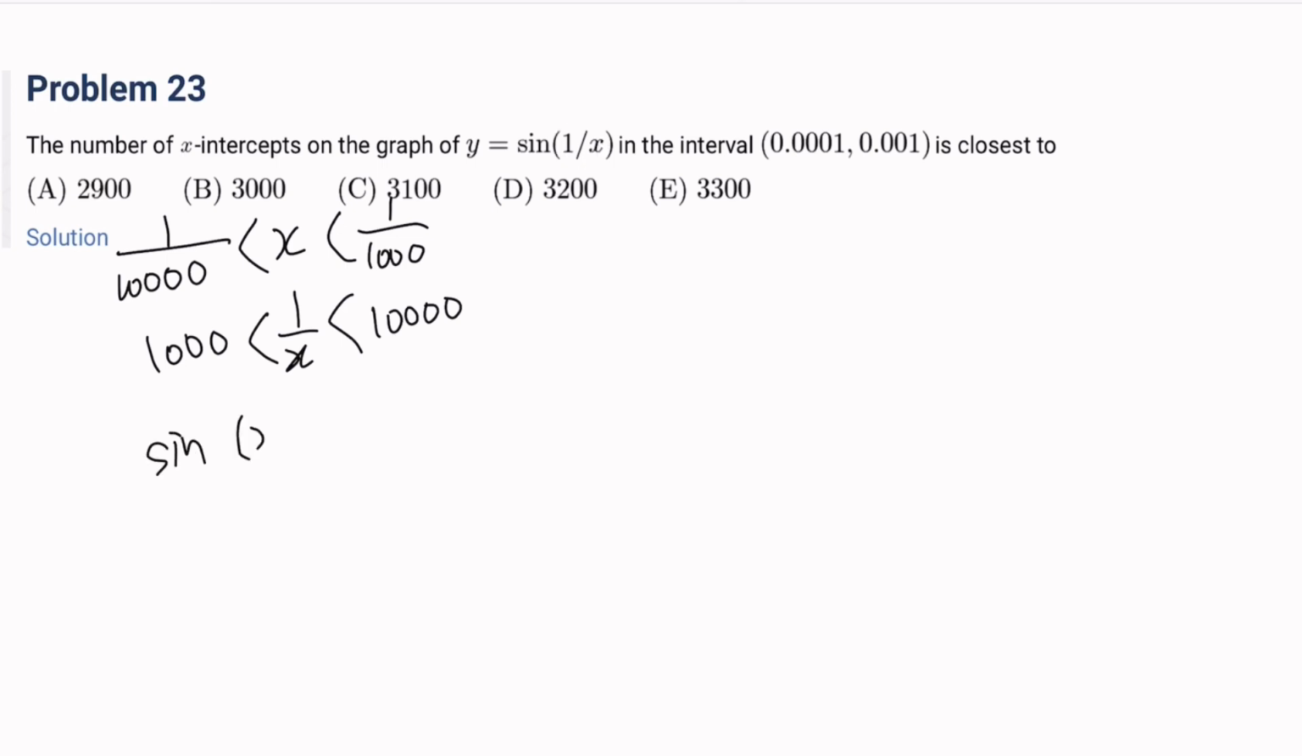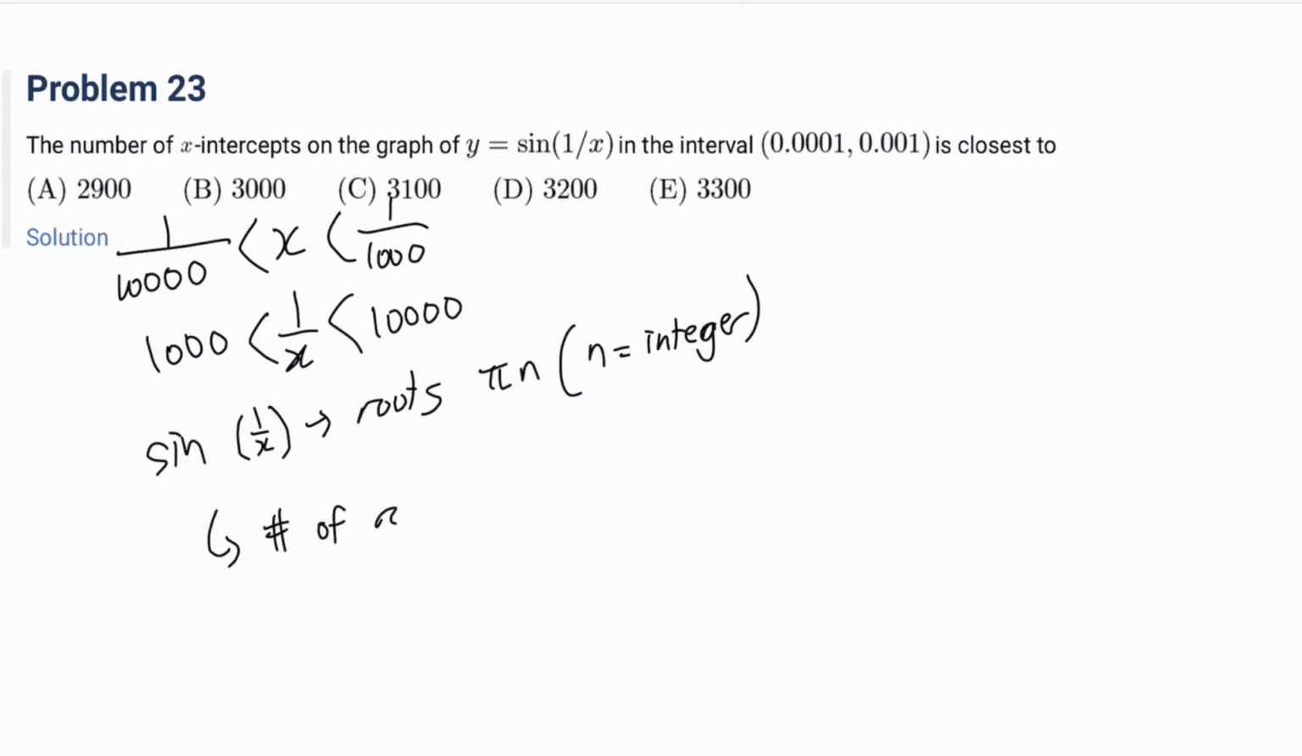And since the sine of x always has roots at pi n, where n is an integer, right? Since this doesn't have any restrictions pertaining to x, that just means that sine x with its roots will just be the same when it's sine of 1 over x, and so it will have roots pi n, and that means that the number of roots is going to be equal to the number of n's when pi n is between this value, right? So when pi n is between 1000 and 10,000, right?